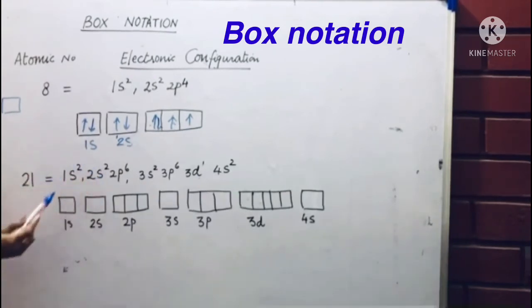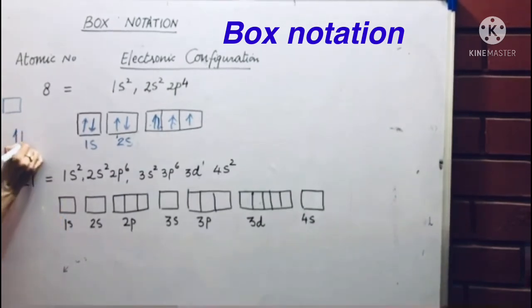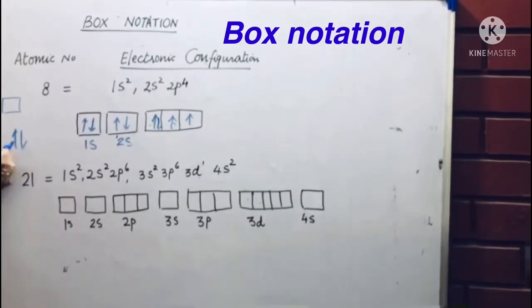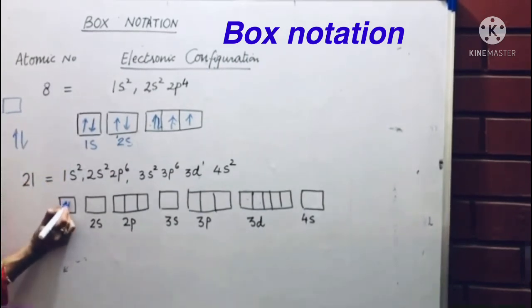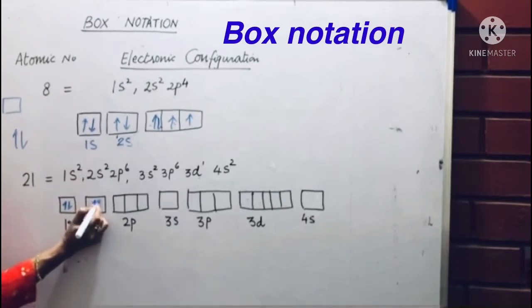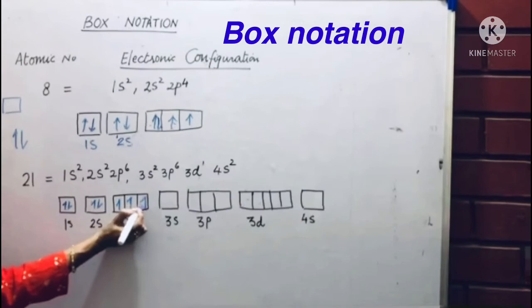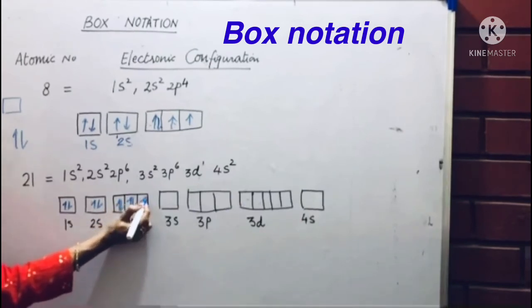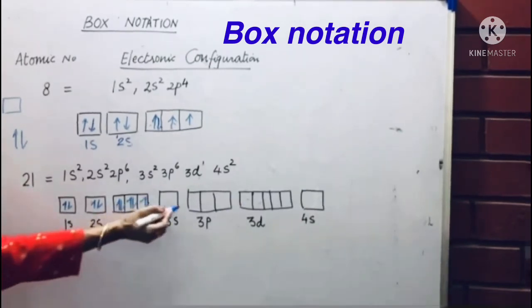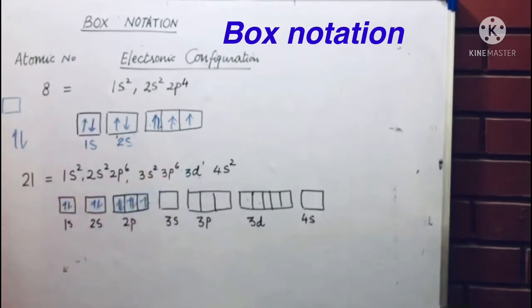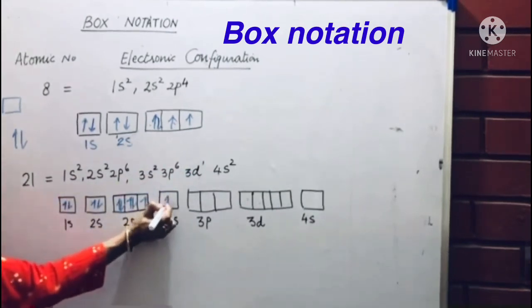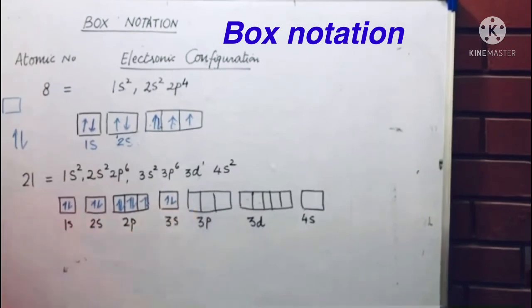Now similarly here, for 21, the electrons can be made this way. No need to make the entire arrow, you can make a half arrow. So 2 electrons here, 2 electrons here, then again 2 electrons here, 6 electrons: 1, 2, 3, 4, 5 and 6 electrons. So similarly we will fill up all of them and show inside the boxes how these electrons are present.